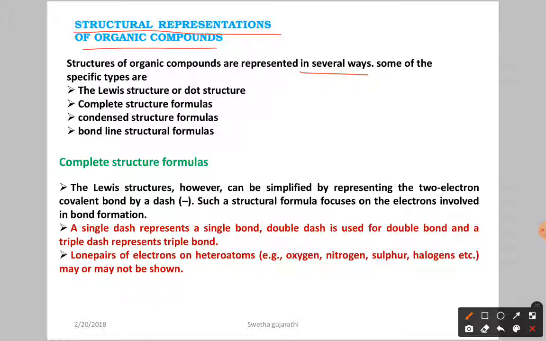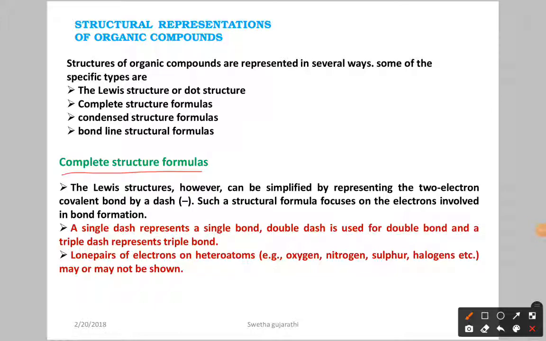First one we have is the Lewis structure or Lewis dot structure. This one we already discussed in chemical bonding, so we are not going to discuss it right now. Next we have complete structural formulas, and next one we have bond-line structural formulas. So we are going to discuss these three types of formulas now. First one is complete structural formulas.